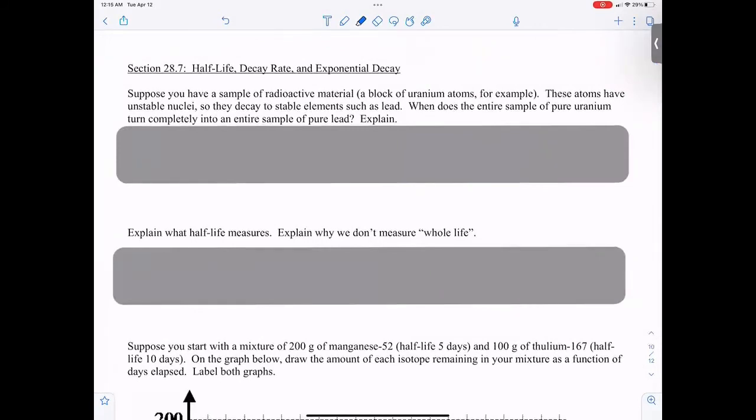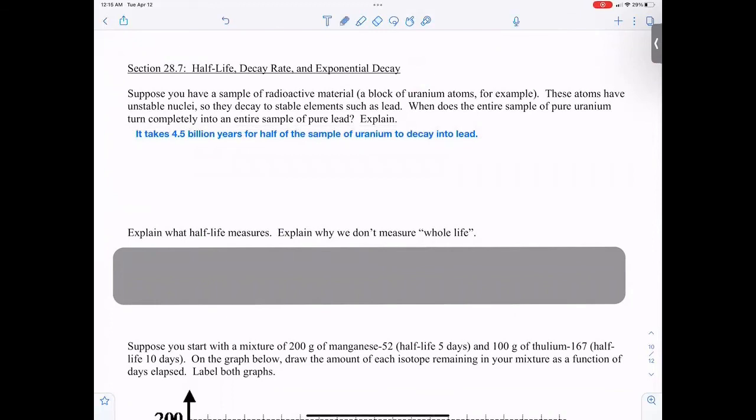Section 28.7, half-life, decay rate, and exponential decay. Suppose you have a sample of radioactive nucleus material, a block of uranium atoms, for example. These atoms have unstable nuclei, so they decay to stable elements such as lead. When does the entire sample of pure uranium turn completely into an entire sample of pure lead? Well, here's the thing. It's going to take 4.5 billion years for half of the sample of uranium to decay into lead, but that's only half of the sample.